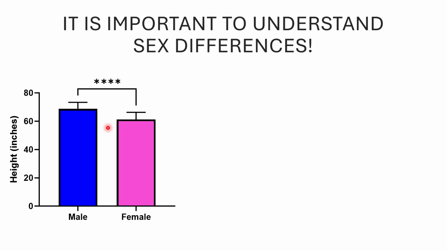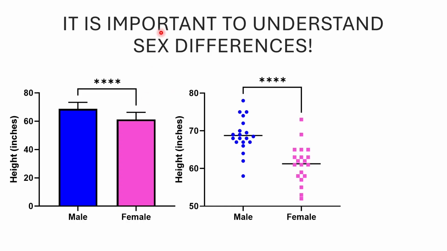This is just a standard bar graph showing mean and standard error, and you can see that the men are taller than women, and of course these stars indicate significant difference, so they're statistically different from each other. There's another way of illustrating this, which is called the scatter dot plot. These are the same data just presented in a different format, where we're now able to see each individual data point that makes up this bar graph.